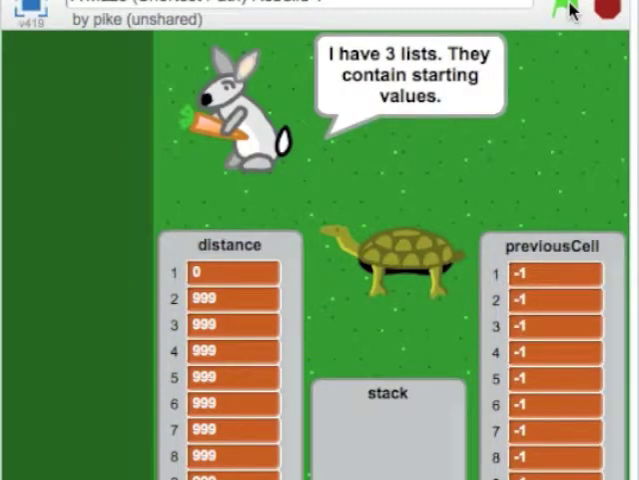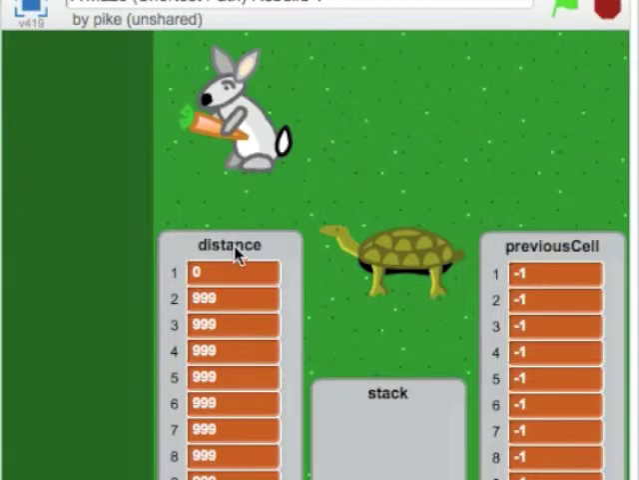You can see that I start with 3 lists: a distance list, a previous cell list, and something called the stack. As the project unfolds, you'll see how the lists get used. The lists have been set up with starting values.